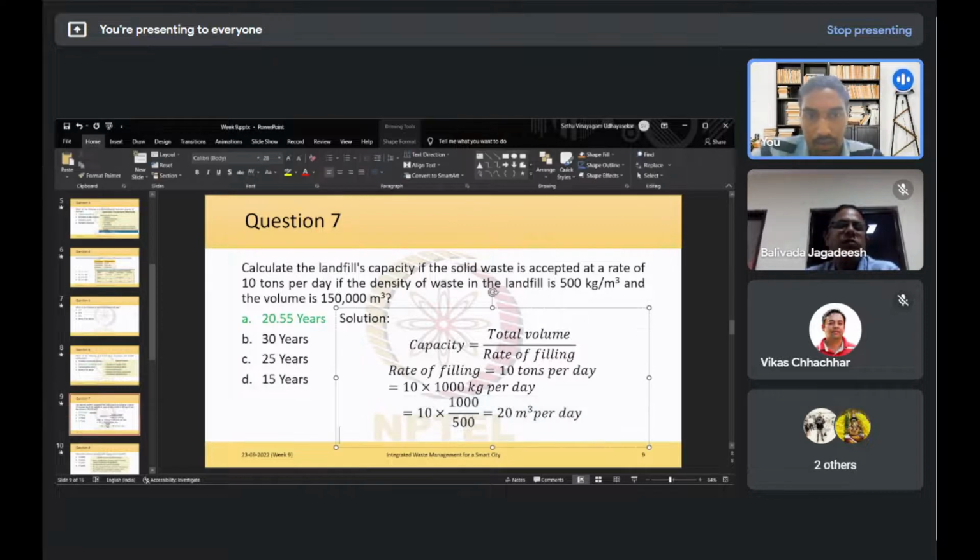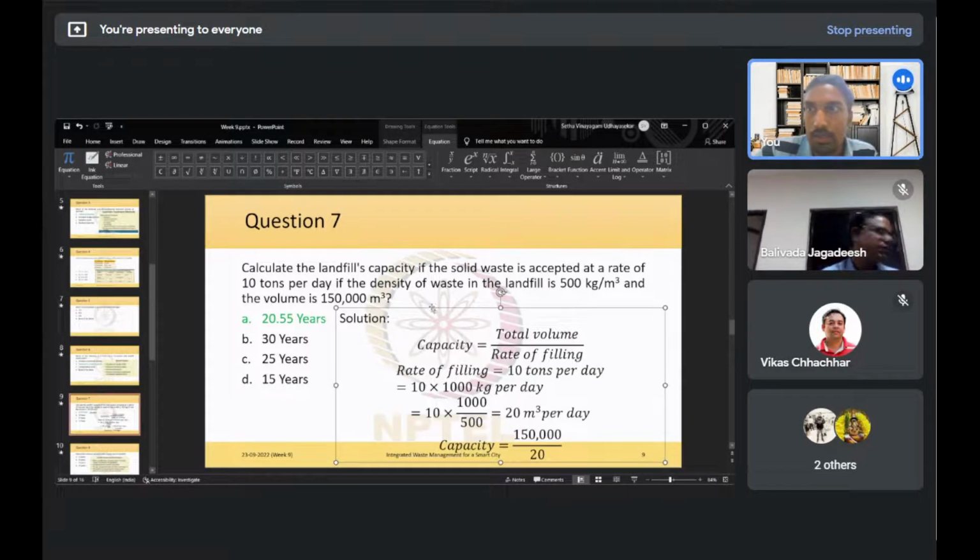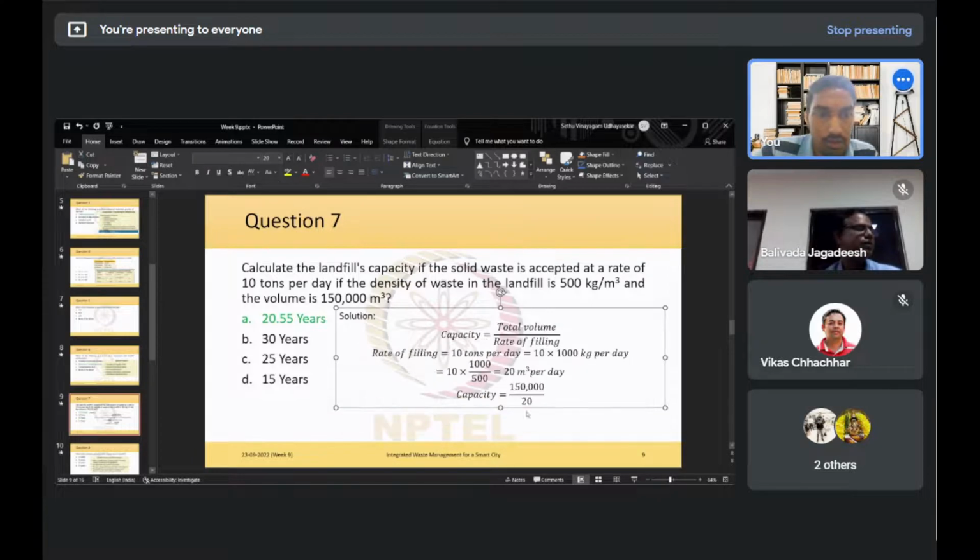Now we have the information to get the capacity. Capacity is 150,000, the total volume, divided by 20 meter cubes per day. That will give us 7,500, and the unit is days, since we are dealing with only per-day rates.